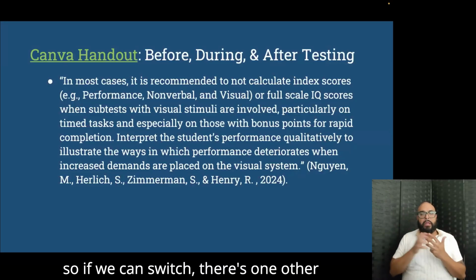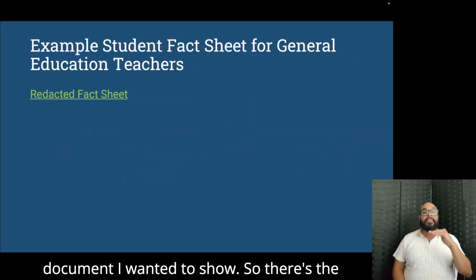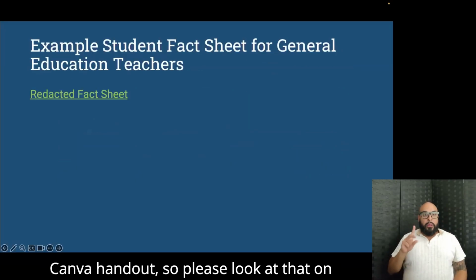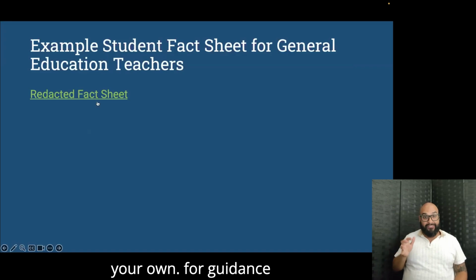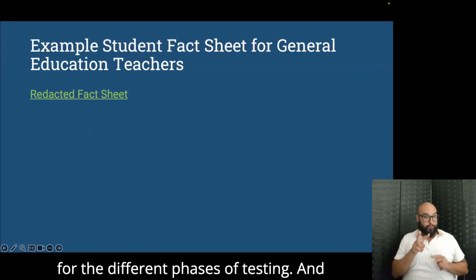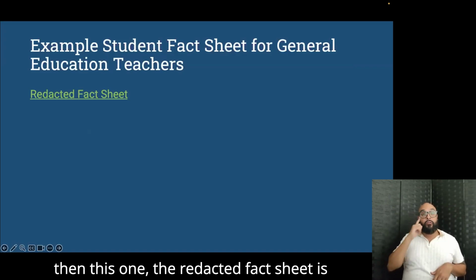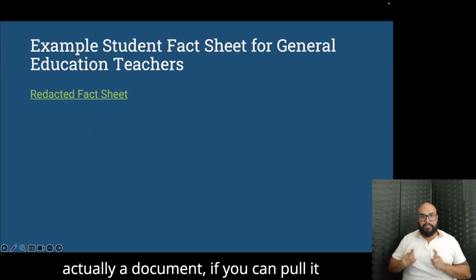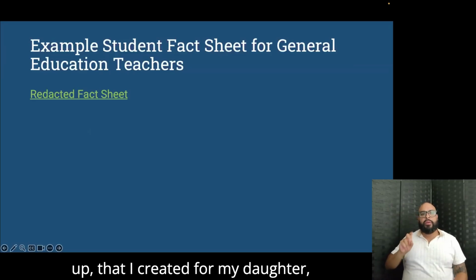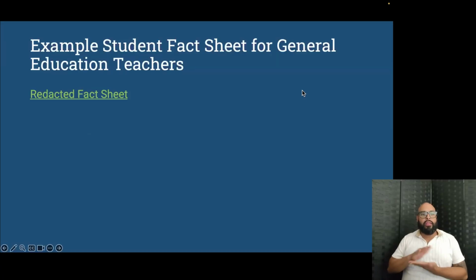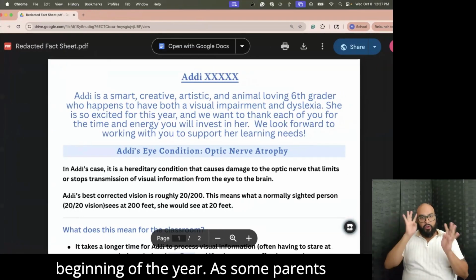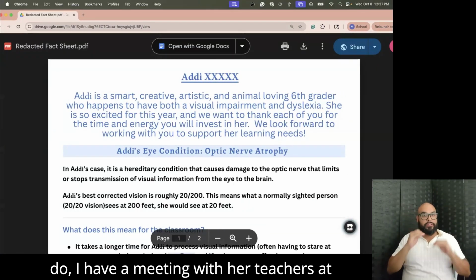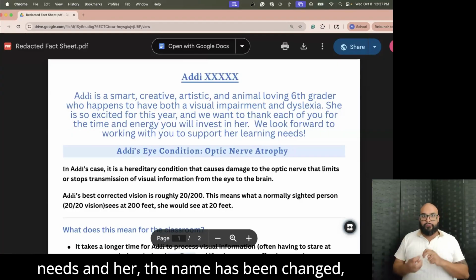All right, so if we can switch, there's one other document I wanted to show. So there's the Canva handout. Please look at that on your own for guidance for the different phases of testing. And then this one, the redacted fact sheet, is a document, if you can pull it up, that I created for my daughter's teachers at the beginning of the year. As some parents do, I have a meeting with her teachers at the beginning of every year to go over needs, and the name has been changed.